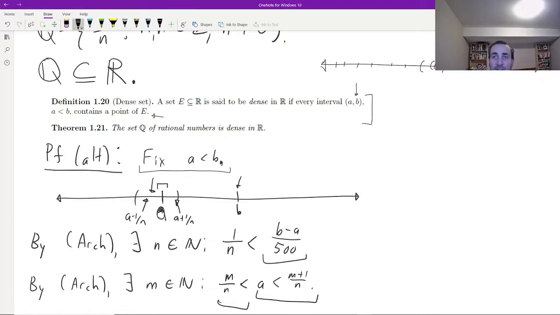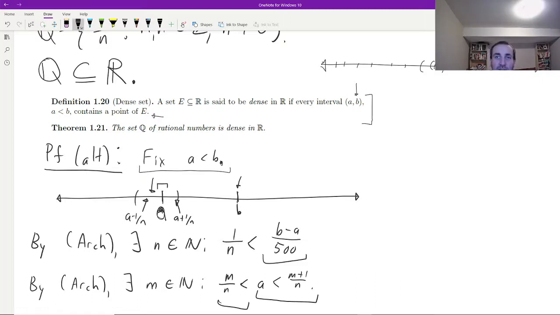So I've drawn my a and my b. And even though the a and b can be extremely close, I can certainly zoom in so that they look sort of big. And what the Archimedean property is going to let me do is find this number n so that 1 over n is tiny compared to the distance between a and b. Whatever this distance from a to b is, I can certainly find an integer n so that 1 over n is much, much smaller than that distance.